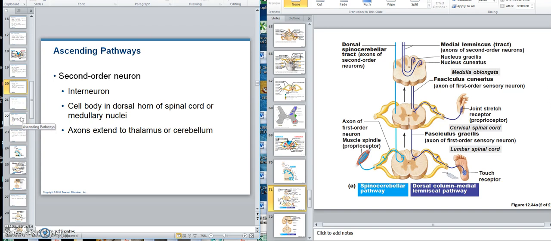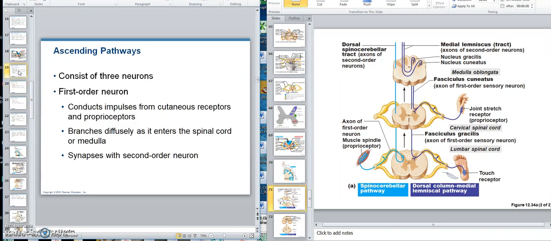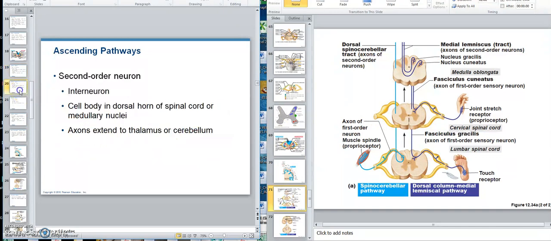All right, now work with me here. Let's go back. So ascending pathways. What do we know about ascending? They're sensory. Let's say they consist of 3 neurons. First order neuron, you come in like this. Okay. Then you come on up, it kind of branches, and then you pick up a second order neuron. Okay, that's the first right there. Synapse with second order. Okay. Then the second order neuron, which is an interneuron totally in here, cell body in the dorsal horn of the spinal cord. See, that's the dorsal horn.